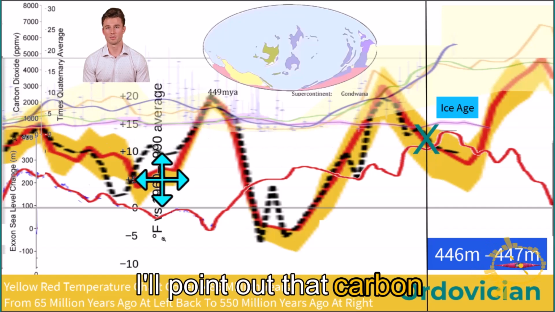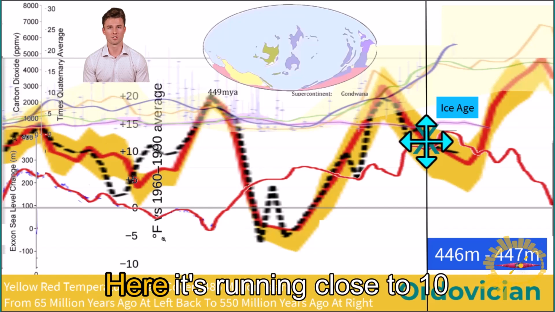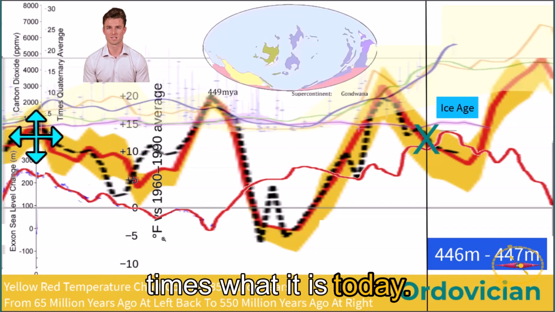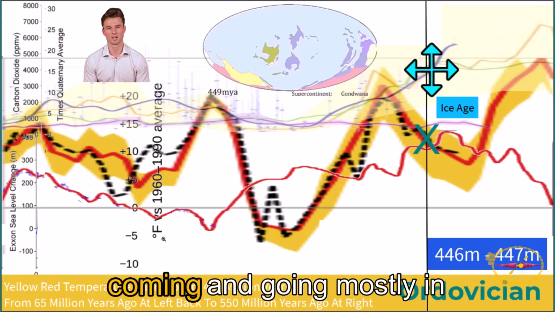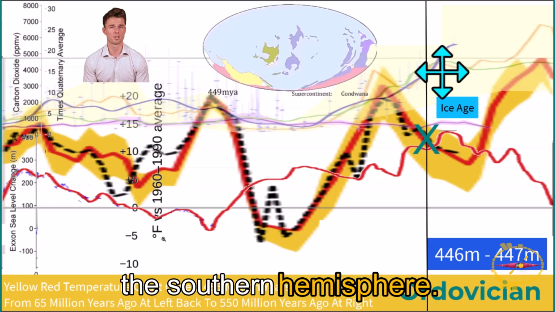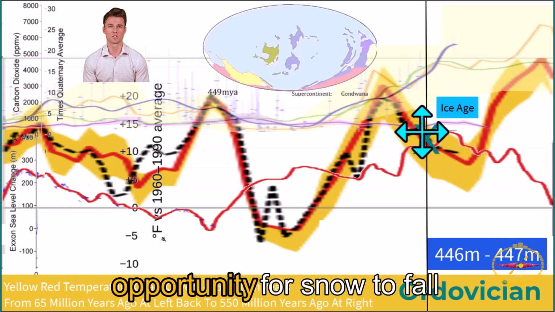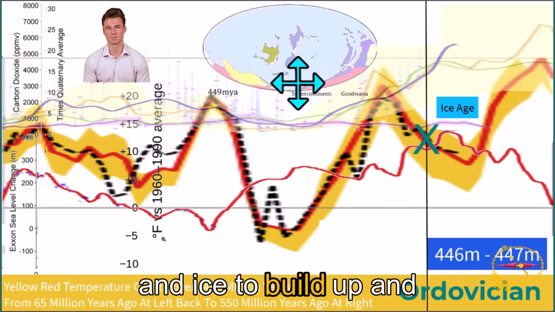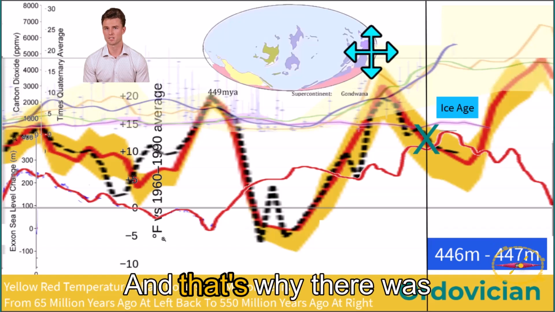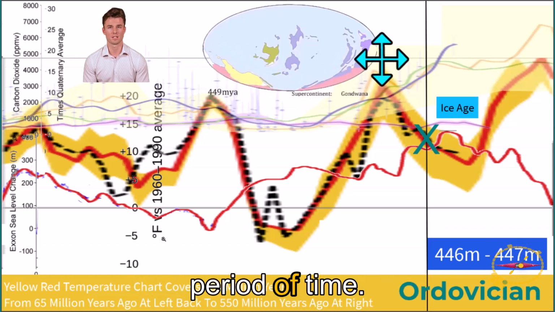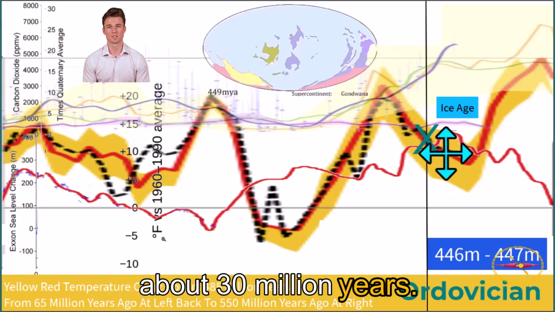I'll point out that carbon dioxide has dropped substantially at this point in time. Here it's running close to 10 times what it is today. Regardless, there still was an ice age with glaciers coming and going mostly in the southern hemisphere. And that's because there was a lot of land down here that afforded the opportunity for snow to fall and build up, and glaciers to build up. And that's why there was an ice age during this period of time. It was short, I think only about 30 million years.